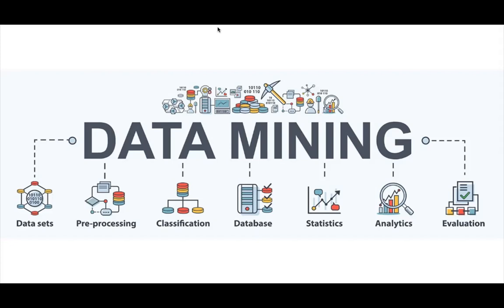Now, as a data scientist, you can't just start a day and say you are going to mine data. No, you need training on how to use data mining tools to mine your data effectively. You need training. So this is one of the drawbacks of data mining.